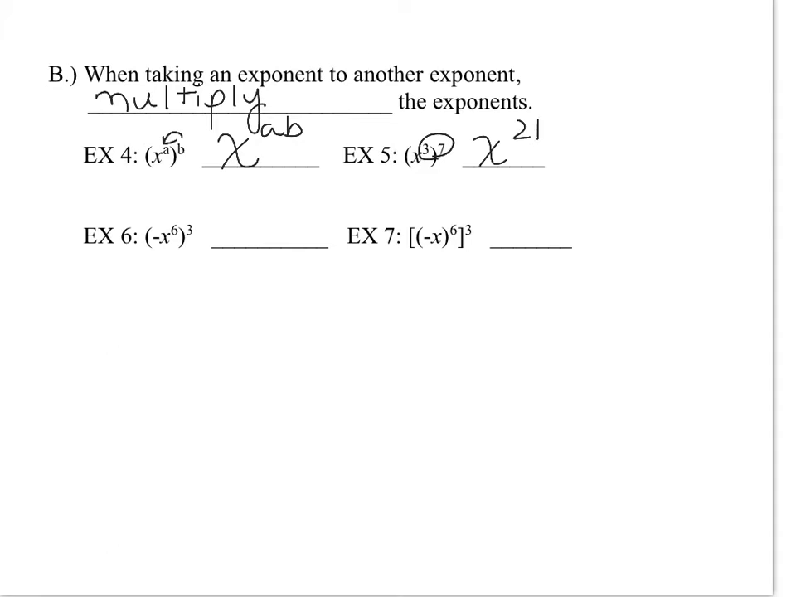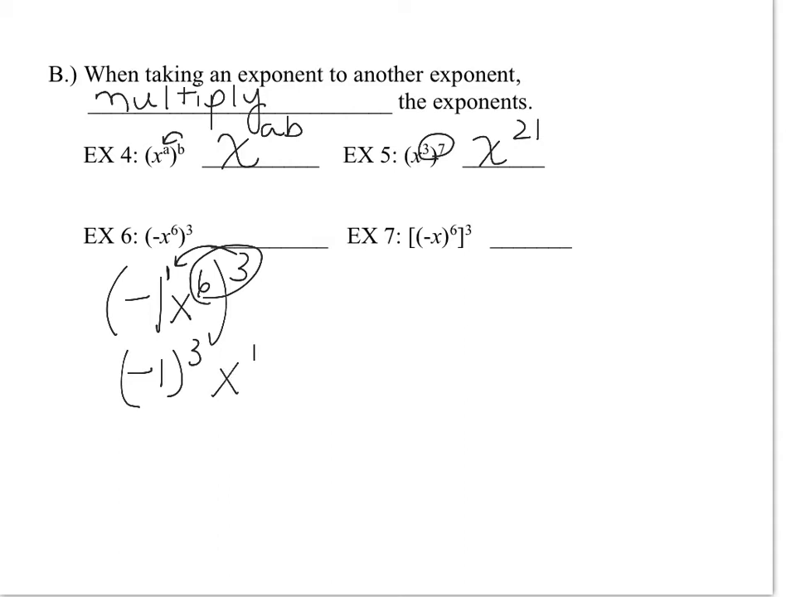Now the negative thing, I'm going to rewrite example 6 so that it's negative 1, x to the 6th to the 3rd power. Technically this negative 1 has a little exponent of 1 on it, so what you're doing here is negative 1 to the 3rd power. And then here, multiply your exponents, it gives you x to the 18th. Negative 1 to the 3rd power is negative 1. So that's why my answer is negative x to the 18th. If you want to write negative 1 there, that's technically fine, just not fully simplified.